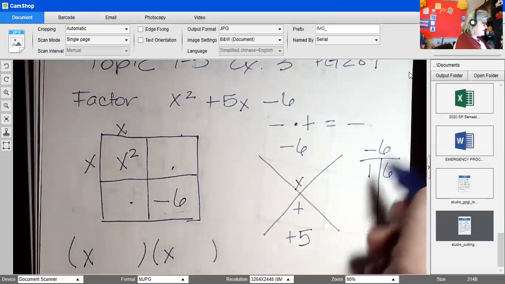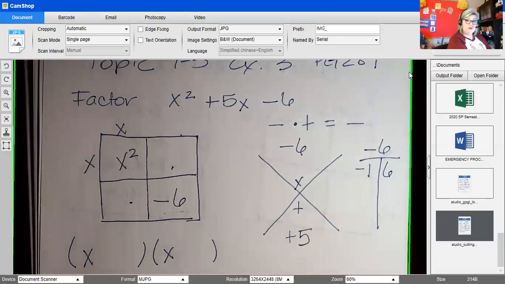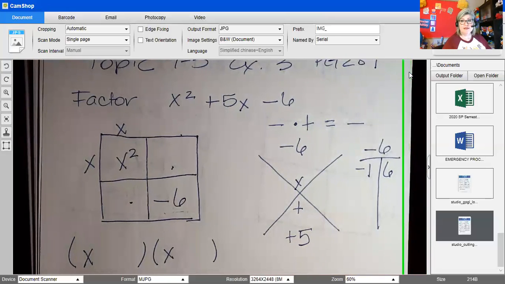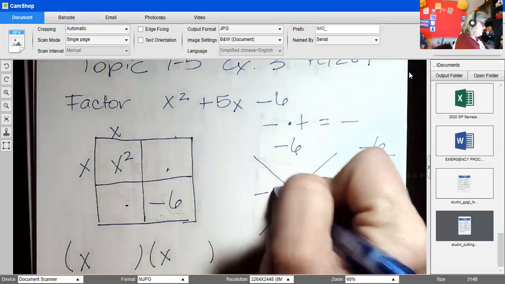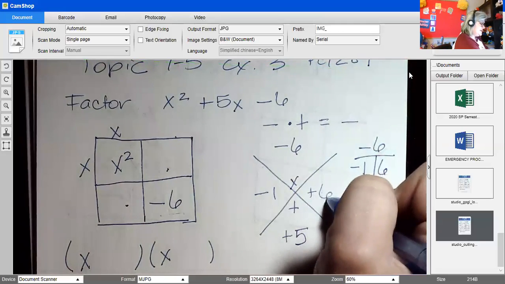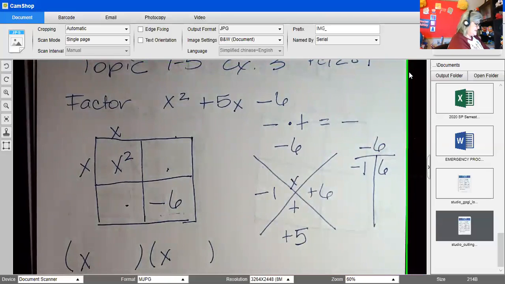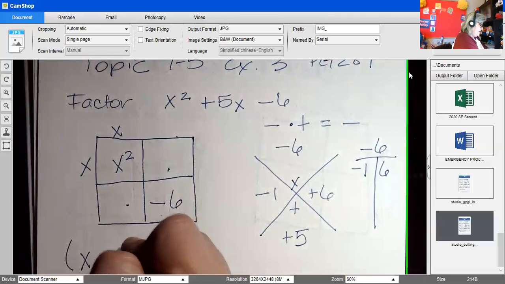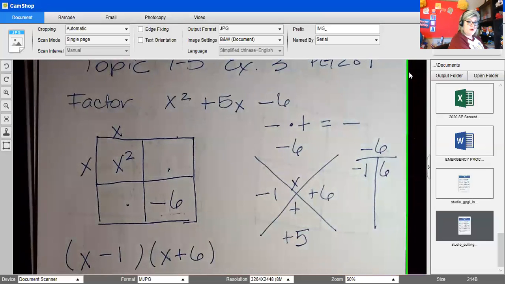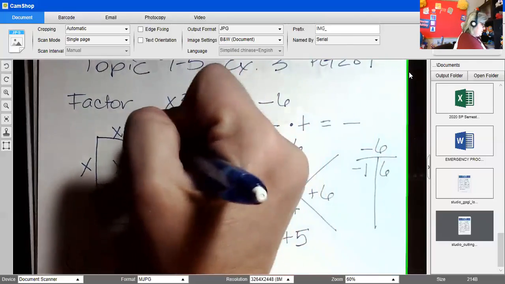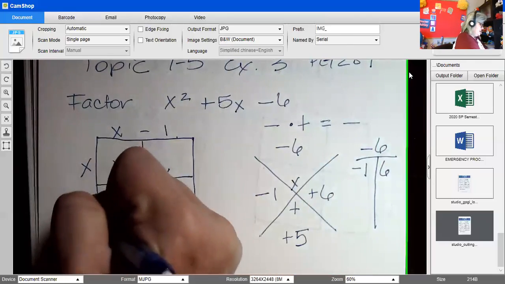So if we make the smaller number negative, then what is 6 minus 1? Well, 6 minus 1 is a +5. So that works for us. We've got -1 and +6. And so we can go ahead and fill out our parentheses and double check them right here.